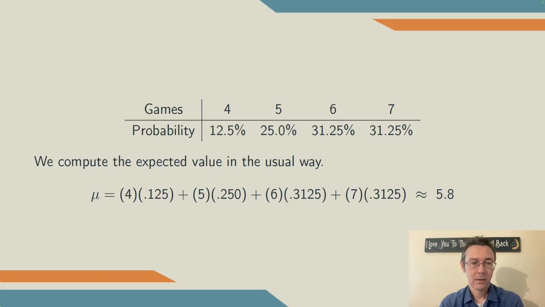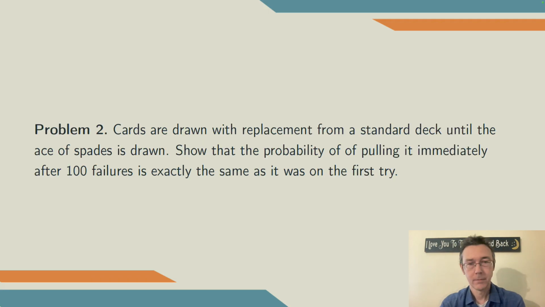We compute the expected value here in the usual way. We take each of the values of x, the number of games in this case, and multiply by their respective probabilities, then we add all those up. We get 5.8, so if you have evenly matched teams, the number of games needed to decide a 7-game series is expected to be just under 6 games.